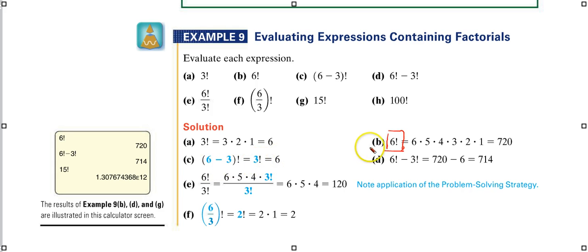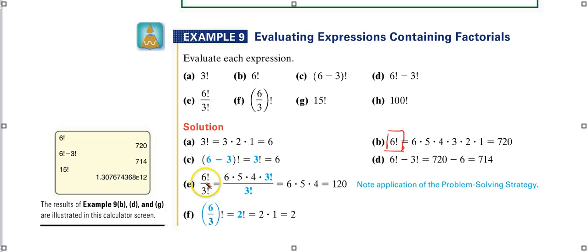3 factorial is 6. Now here, this is a little different. It's 720 from 6 factorial minus 6 from 3 factorial gives you 714.